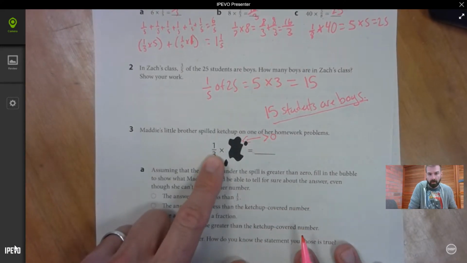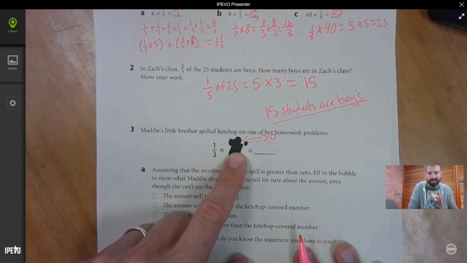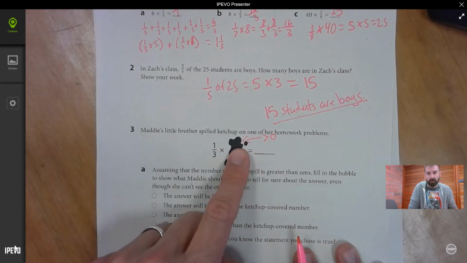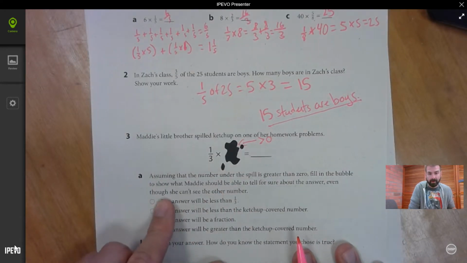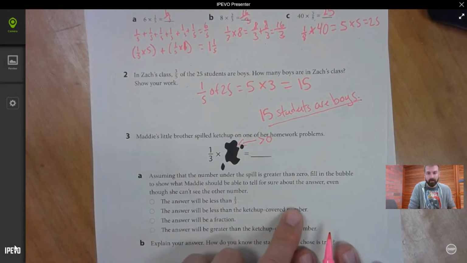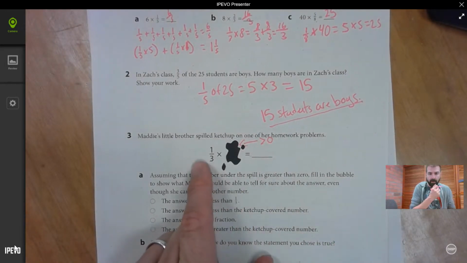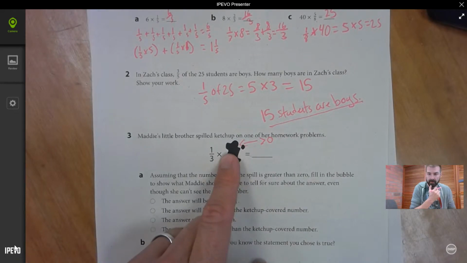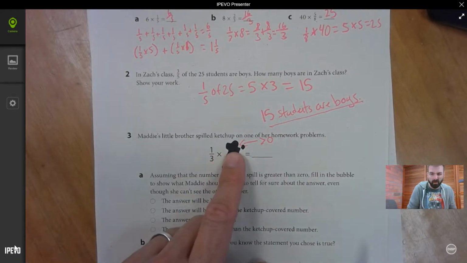So if I had 1/3 times any positive number, well, I can disprove that pretty easily. 1/3 times 1 is 1/3. So it could be 1. 1's greater than 0, so I know it can't be that. The answer will be less than the ketchup-covered number. Okay, well, let's see this. 1/3 times 1, that's 1/3. Ooh, that's less.